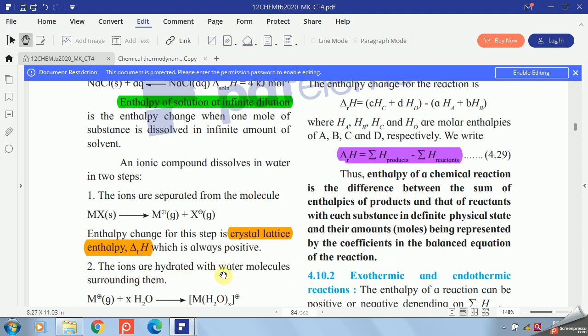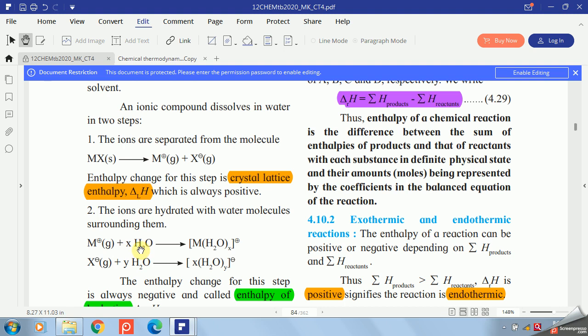and the ions are hydrated with water molecules surrounding them. All are familiar with ion-dipole interaction. In that also, the ion gets surrounded by water molecules. So cation reacts with x moles of water. So M plus H2O x times, because we take x moles, and plus 1 charge is as it is because water is in neutral state. X minus reacts with y moles of H2O. Here x should be capital. You write x should be capital.